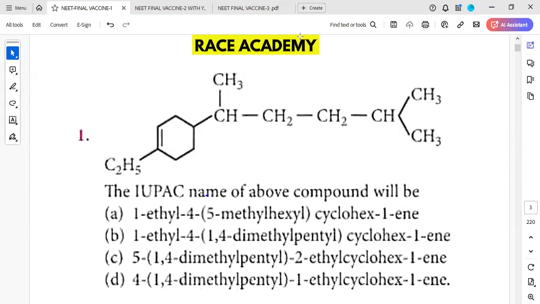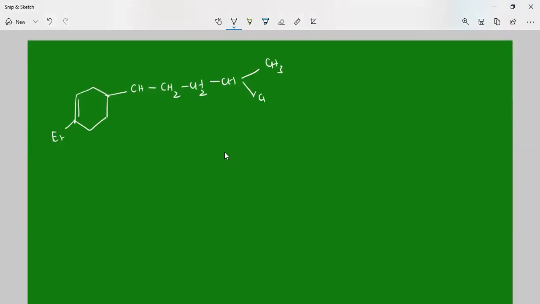If you would like to know how that came, I'll show it to you. Actually, they have given the structure like this. Here ethyl is there, here one double bond. In this position, we have CH, CH2, CH2, CH, CH3, two times present. Here one more, here we have CH3 present.